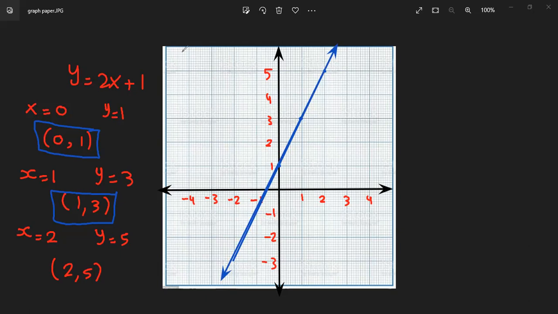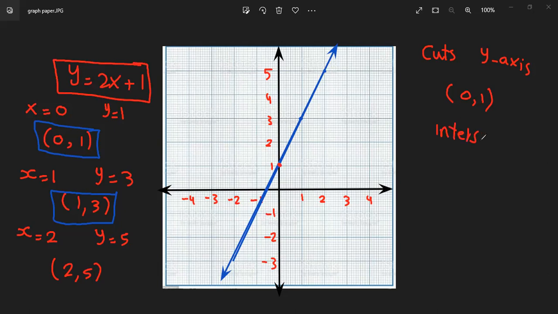I want to analyze it again. This line cuts the y-axis at the point 0 and 1. Look at the line, you will find that the line, which is 2x plus 1, cuts or intersects the y-axis at the point 0 and 1, this point. And if we want to find the gradient of the line, what is the gradient?